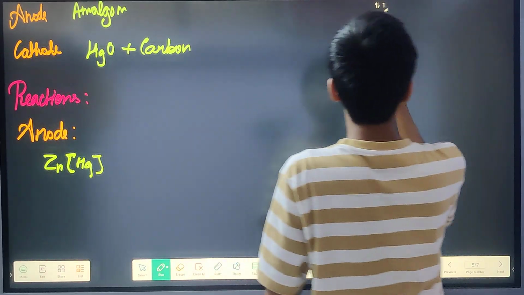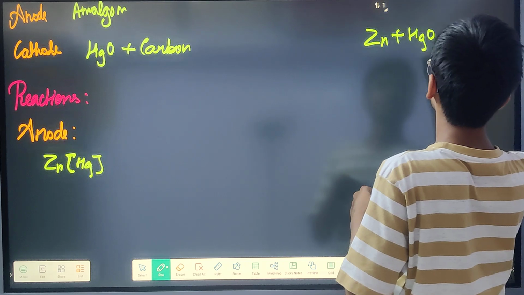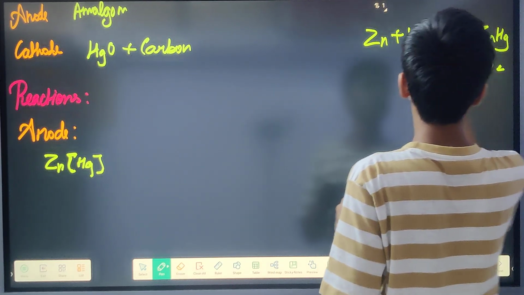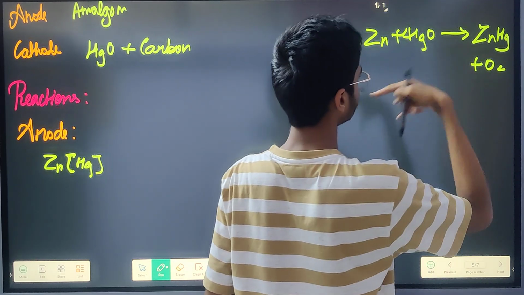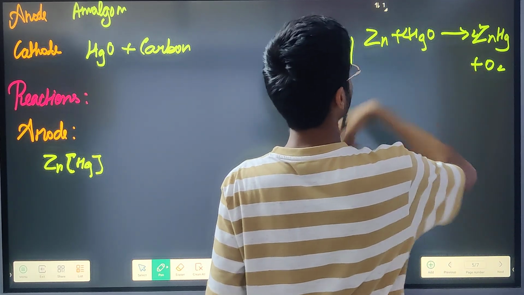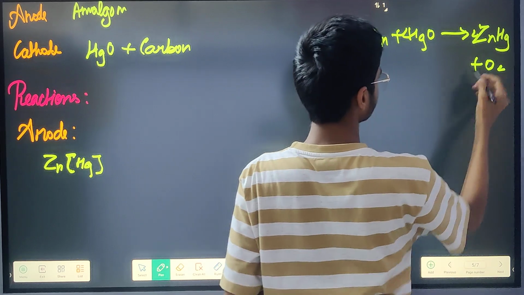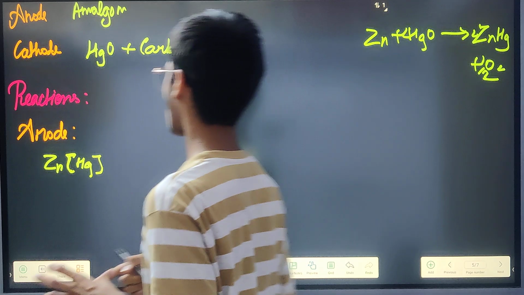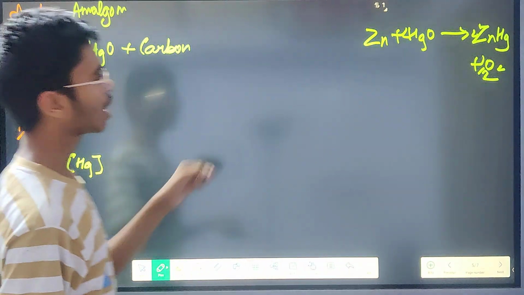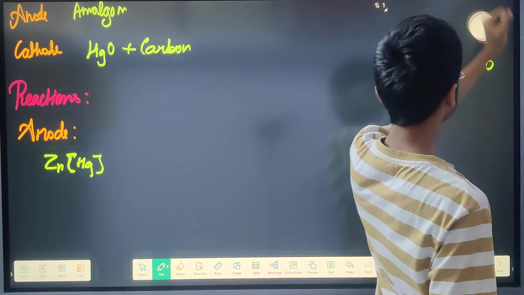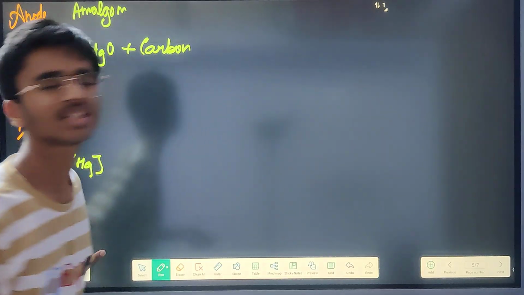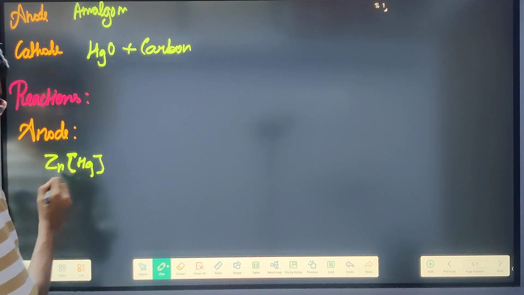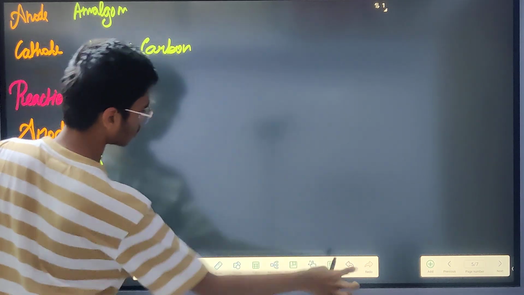See, Zn plus HgO will give ZnHg plus O2-. Okay, so this cannot be balanced like this. Now it is balanced. I think this is how it would have got formed. Other than that, just the displacement reaction would have been the cause of formation of ZnHg. This is plus 2, this is minus 2. That's what is going to be.